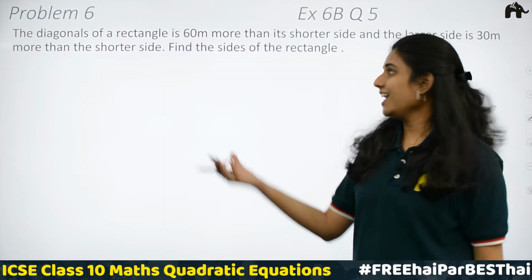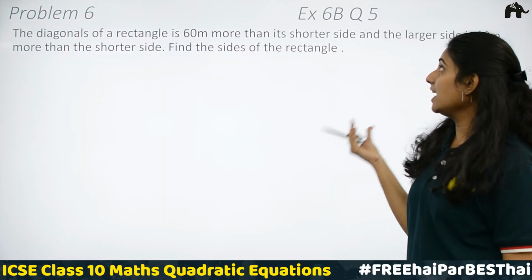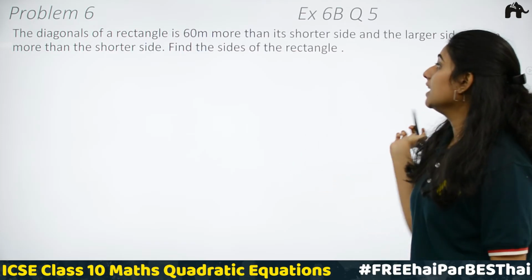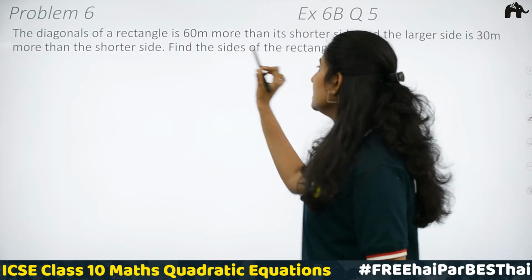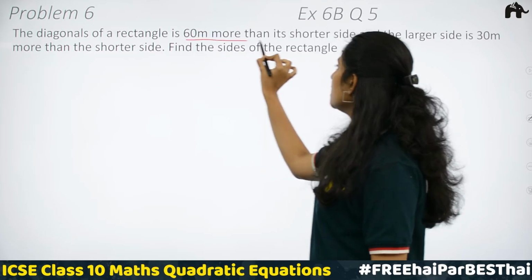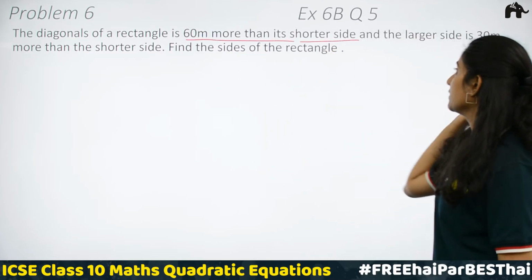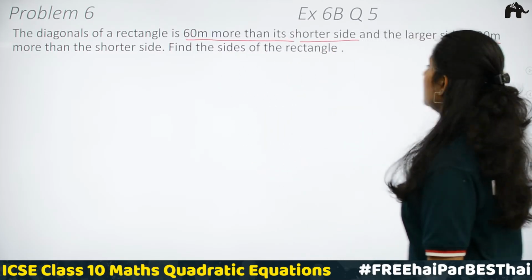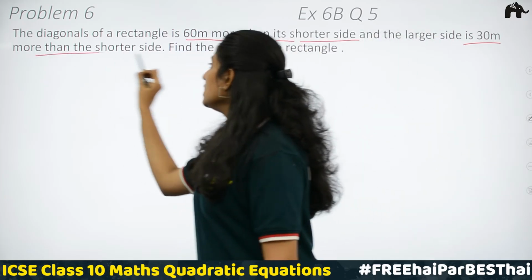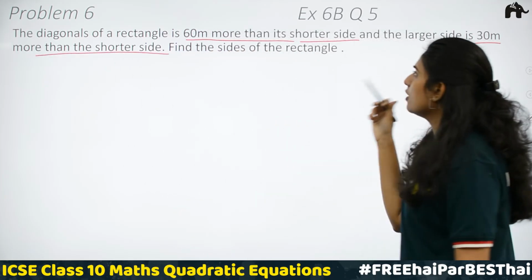Okay. Next problem 6. Question 5 of exercise 6b. The diagonal of a rectangle is 60 meter more than its shorter side and the larger side is 30 meter more than the shorter side. Find the sides of the rectangle.